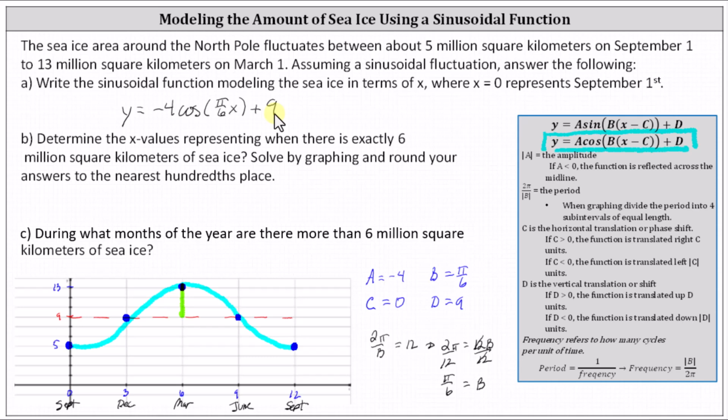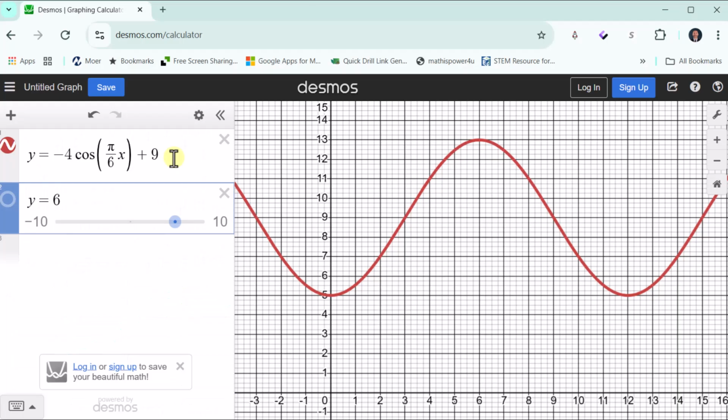B, determine the x values representing where there's exactly 6 million square kilometers of sea ice. Solve by graphing and round your answer to the nearest hundredths place value. I've already set this up in Desmos. I've already entered the cosine function and the graph is on the left. And now we'll graph the horizontal line y equals 6 and determine the points of intersection from x equals 0 to 12. Clicking on the points of intersection, we have approximately 1.38 and approximately 10.62.